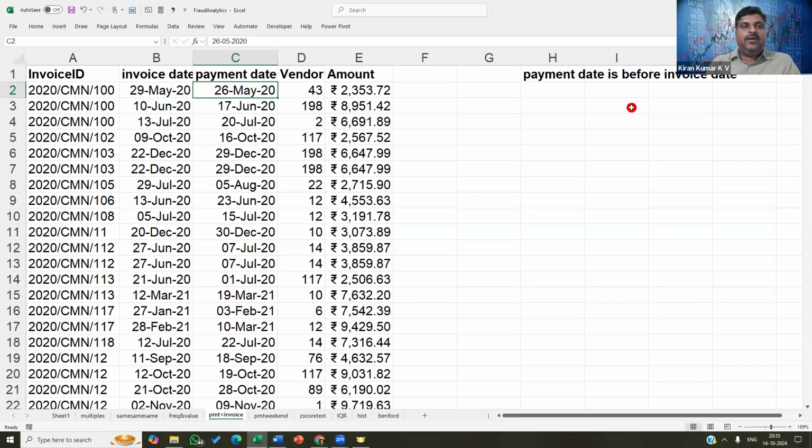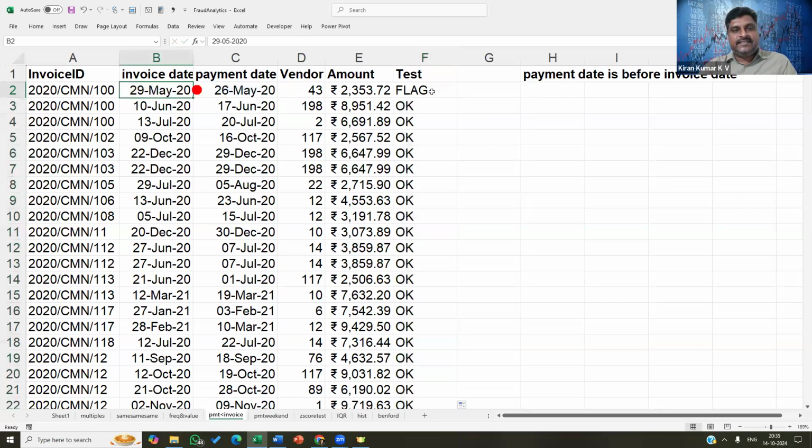So let's say we know that. I have the invoice date and the payment date, and I want to see if the payment date is before the invoice date. You can simply put an IF condition: if the payment date is less than the invoice date, I'll say it is a flaggable transaction. Otherwise, it's an okay transaction. So it's a very simple formula.